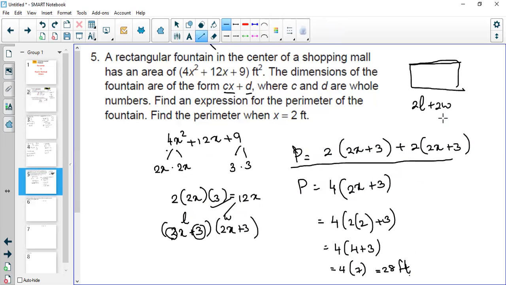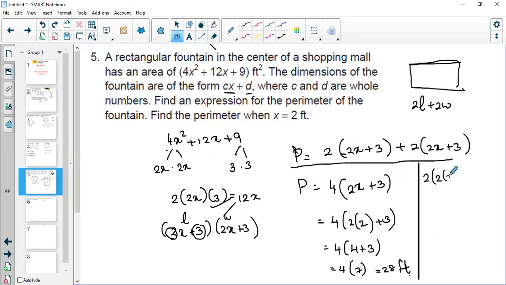Now if you had stopped here, instead of writing 4 multiplied by 2x plus 3, if I substitute 2 in place of x here, the answer is still going to be the same. You could try that out. So here it's going to be 2 multiply 2, plus 3. Of course you need to solve the parenthesis first. So 2 multiply 2 is going to give you 4 plus 3, and 2 multiply 2 plus 3 is going to give you 7.